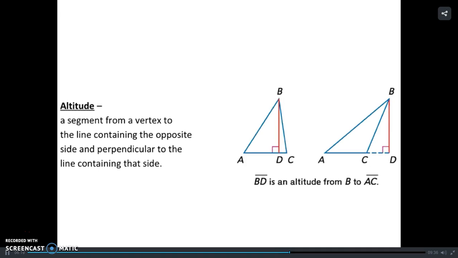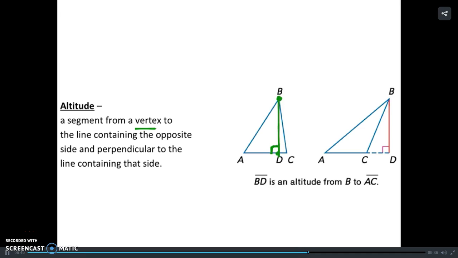Next, we're going to talk about an altitude. And an altitude has to start at a vertex, similar to a median, and it has to make a right angle with the opposite side. So it has to be perpendicular to the opposite side, and that's going to be our most important thing. And what's going to happen here is sometimes that's going to be on the inside of a triangle, like it is in this first triangle here.